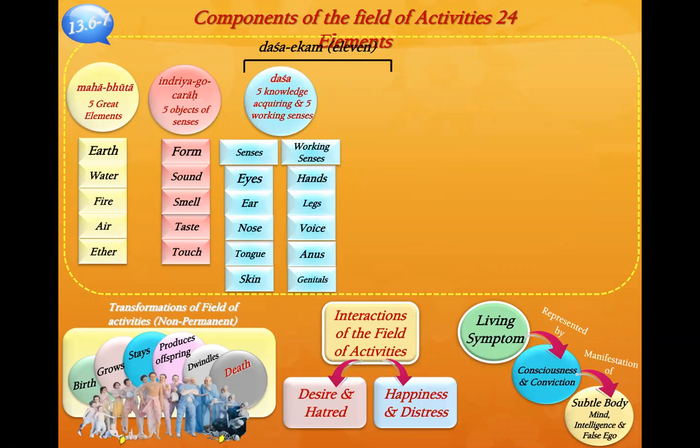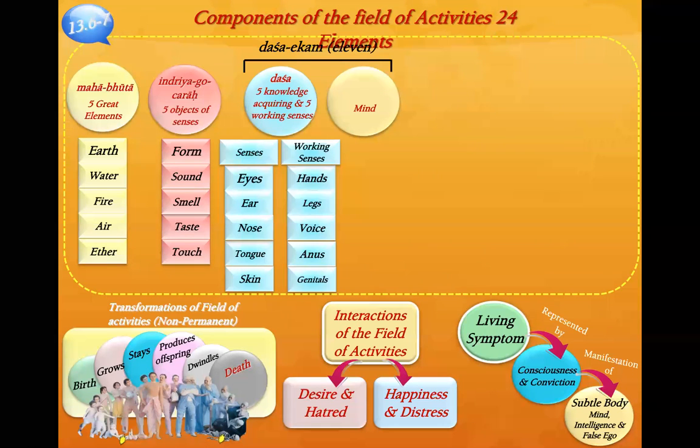Actually, you didn't mention that, did we? No, so these are the working senses: hands, legs, voice, and the genitals. Those are the senses. Then we have the mind, right? The mind is the head of the senses. It's regarded to be one of the senses, but it's actually the head of the senses. And what is the mind supposed to do?